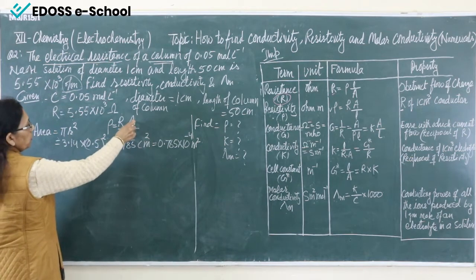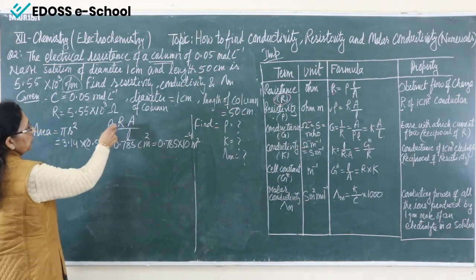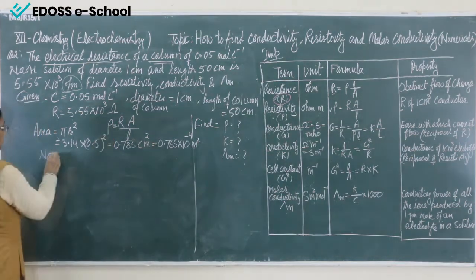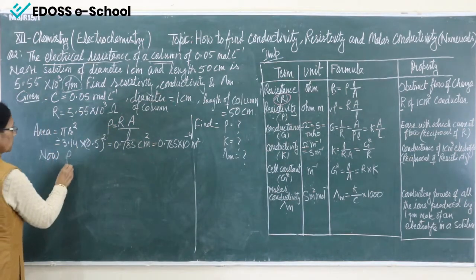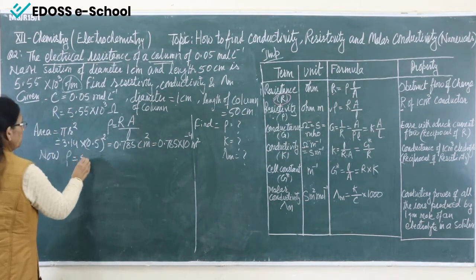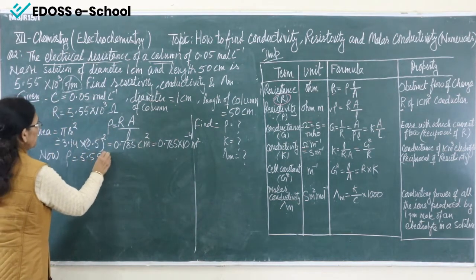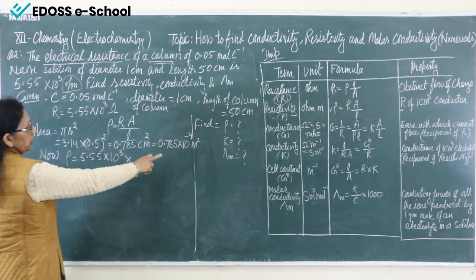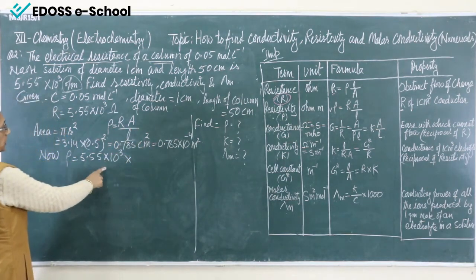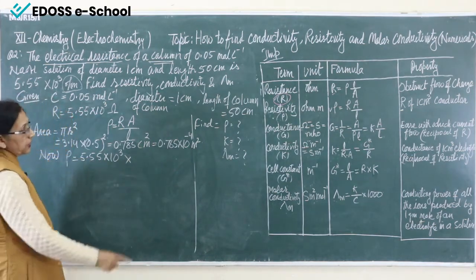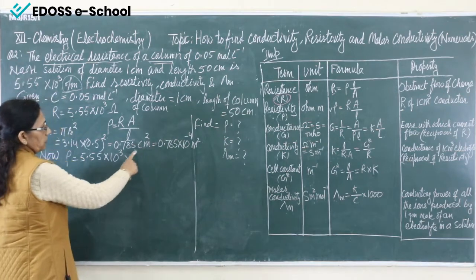Now area is known to us. Now A we know, L we know, R we know. Now we can easily find rho. Now put the value: rho is equal to R, which is given to us, 5.5 into 10 raised to power 3, times the area we have already calculated. Now see here, why we are changing this into meter. Remember, you have to change it into meter, else your answer will not come right.